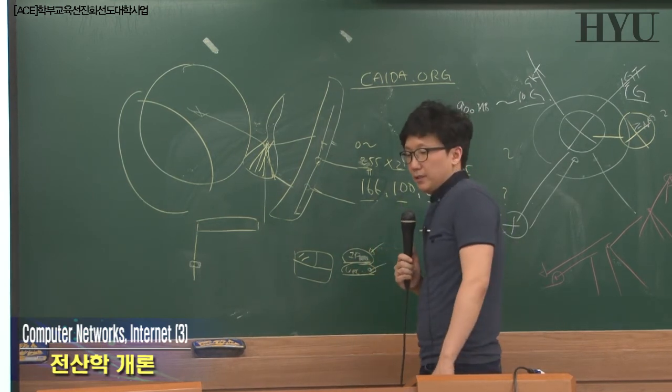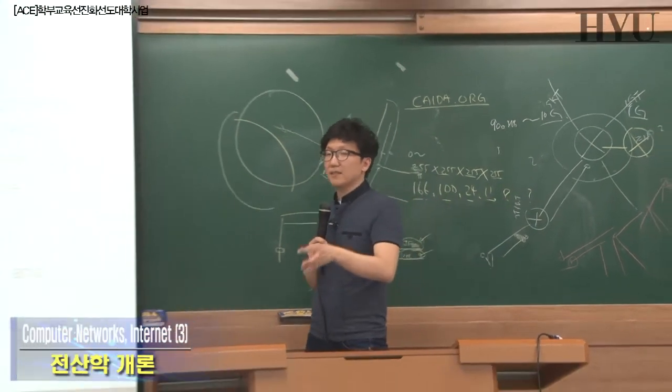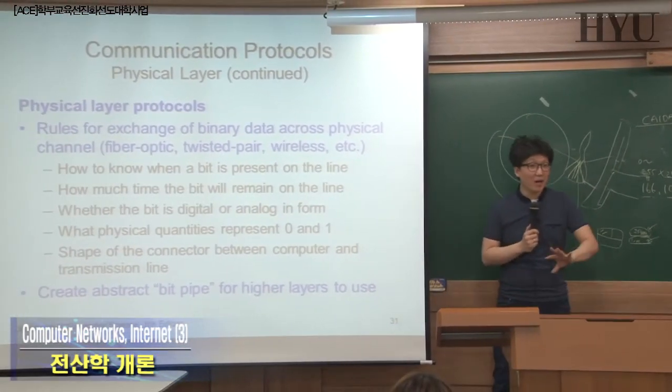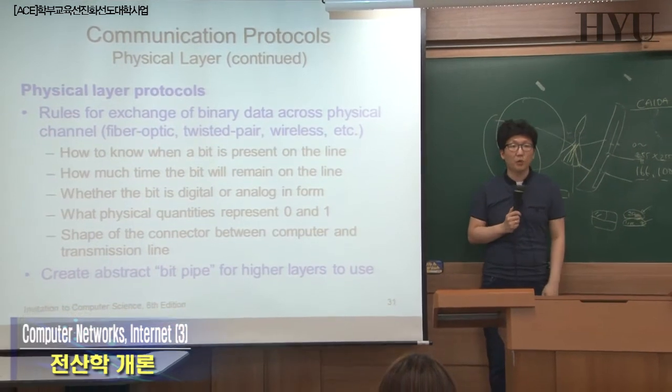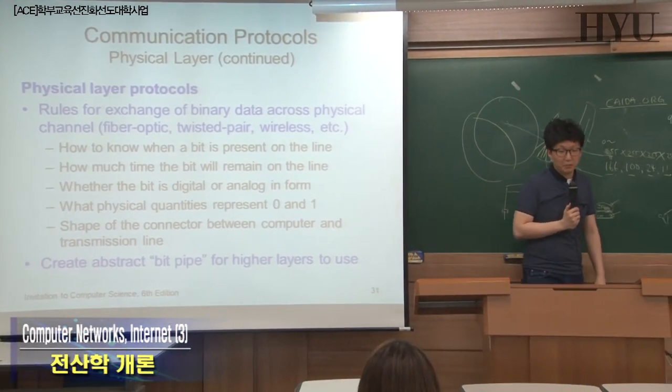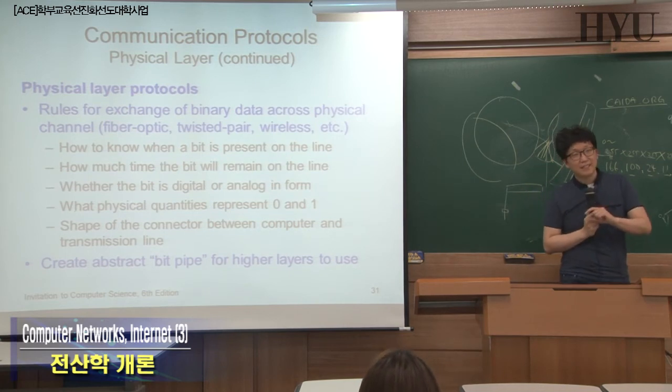So when you make the messages and use the TCP/IP protocols to do it, the bottom line is you're actually sending 10101. So that's why they say a physical layer protocol, they send a bit pipe.